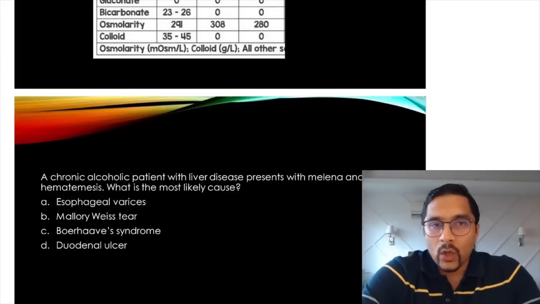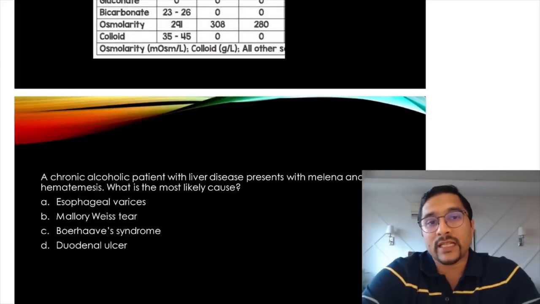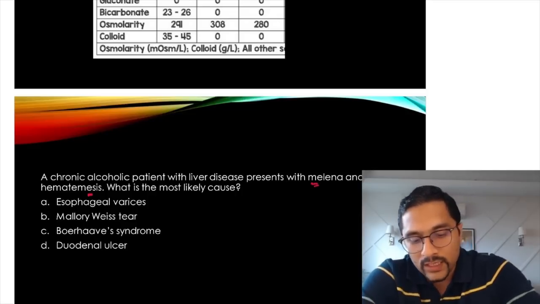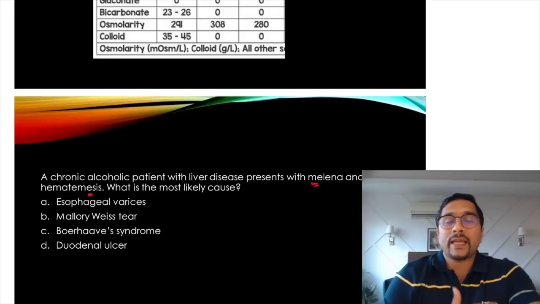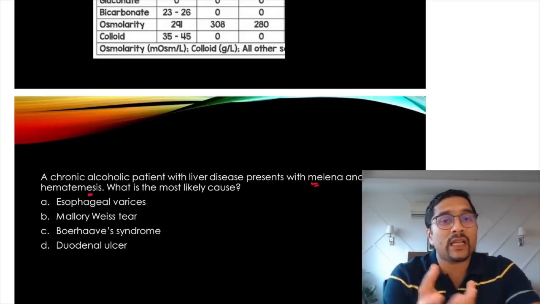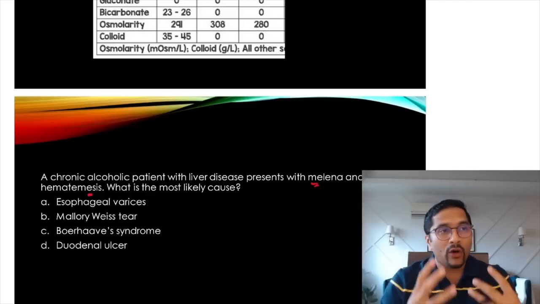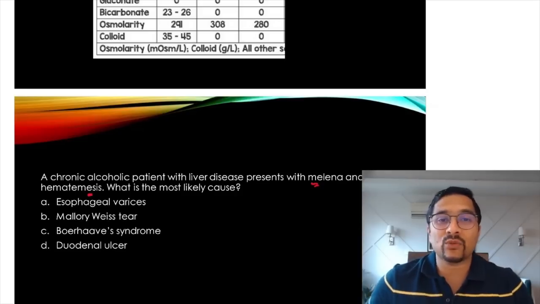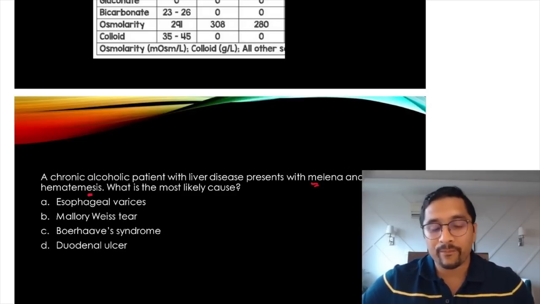A chronic alcoholic patient with liver disease presents with melena and hematemesis. What is the most likely cause? So the patient is having upper GI hemorrhage. Hematemesis means blood in the vomitus. And because there is blood in the upper GI, you are getting black tarry stools as well. That is called melena, right?